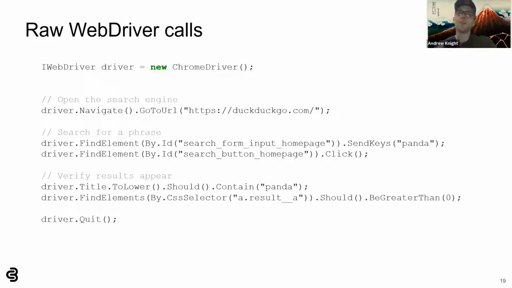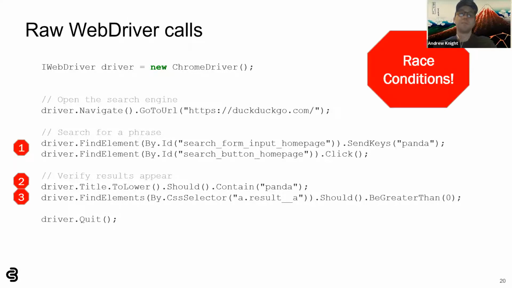Now, like I said, these are all very common WebDriver calls. Unfortunately, though, there's a big problem with this particular code snippet. Race conditions. Oh, the dreaded race conditions. There are no less than 3 race conditions in this code, in which automation does not wait for the page to be ready before making interactions.